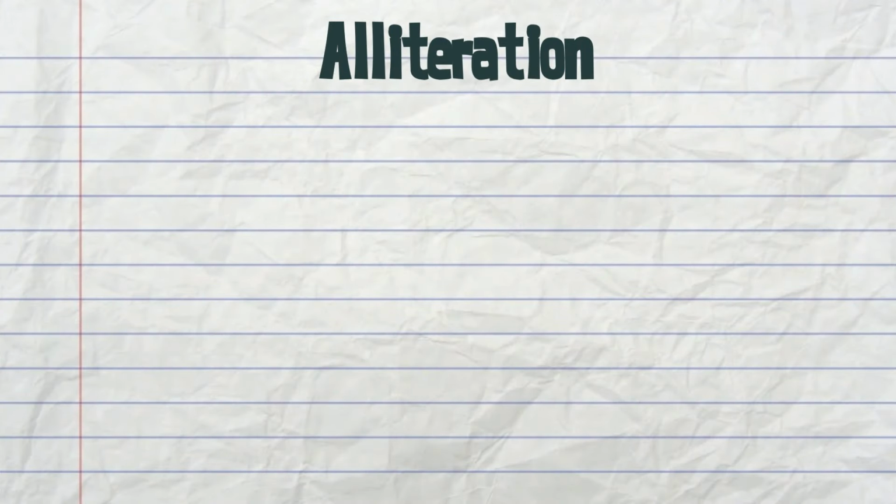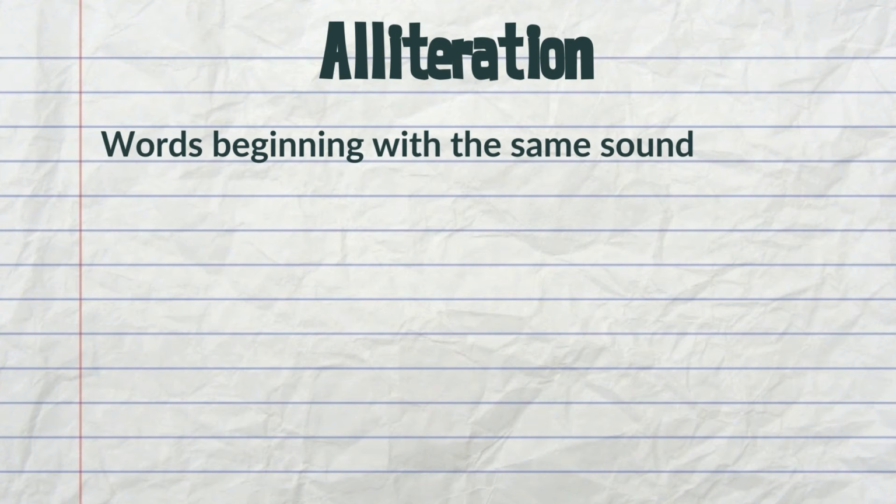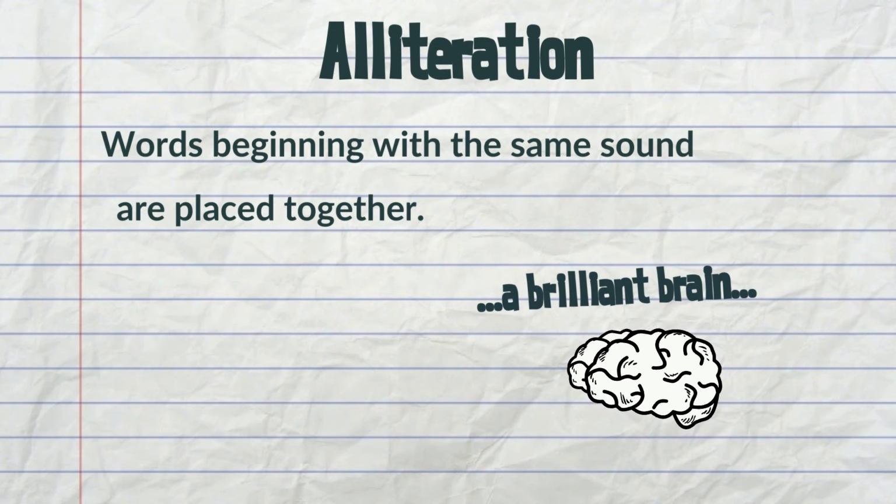Number 4. Alliteration. Alliteration is when words beginning with the same sound are placed together. This is a language device often used in poetry. However, it's also an effective persuasive technique.